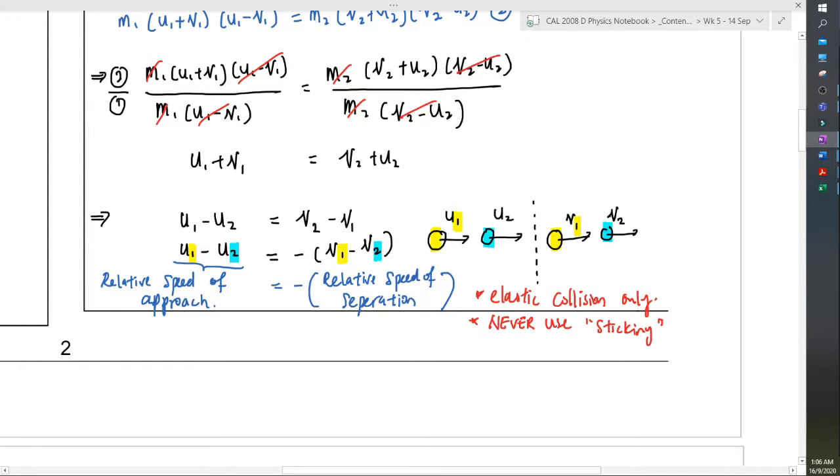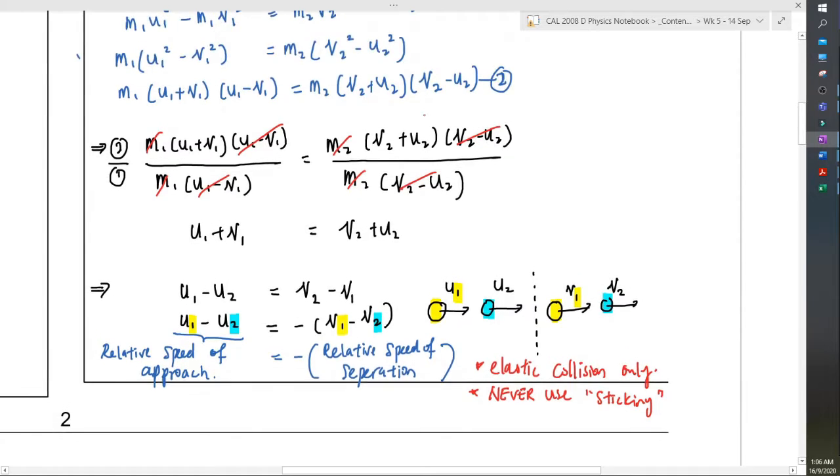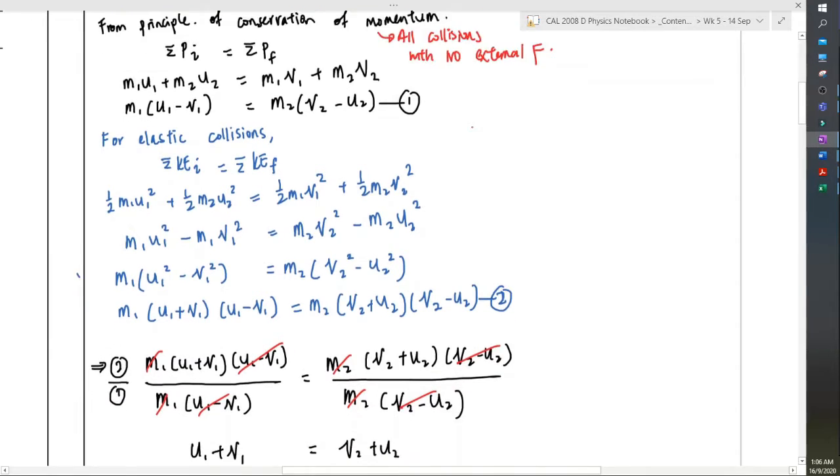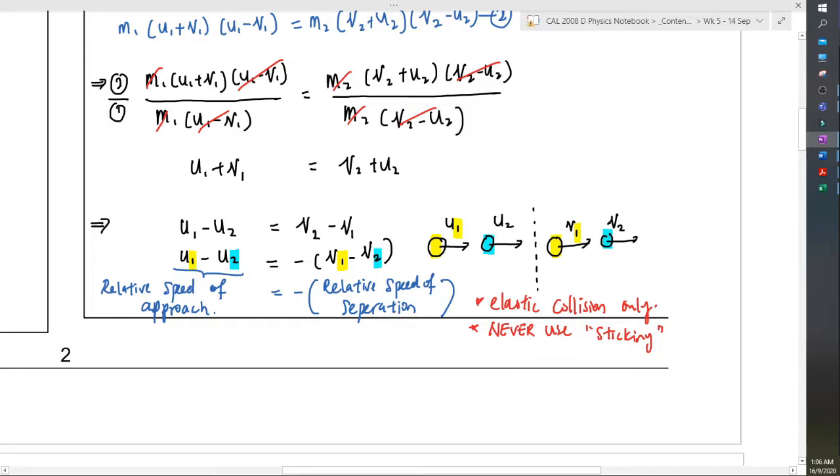We will never use sticking or traveling together for elastic collision. Not allowed. So momentum is always conserved for all collisions because there is no external force. In this case, there's no external force because there are no other forces acting on the balls besides between the balls themselves. So let's consider all collisions.